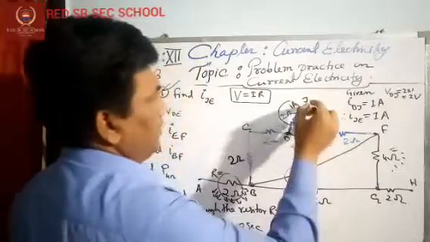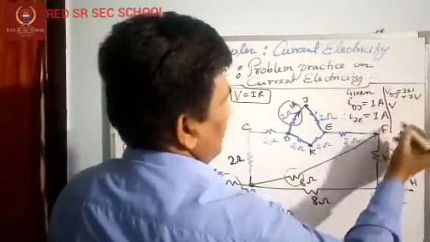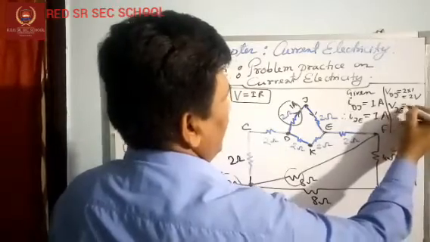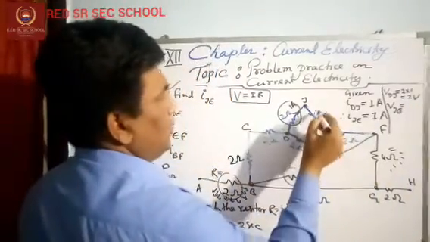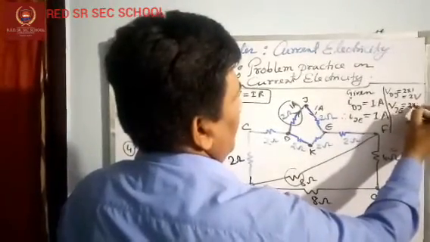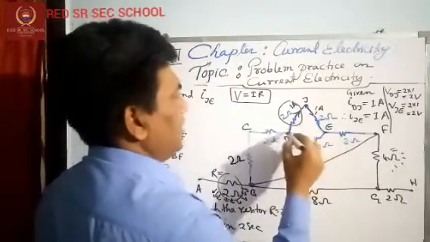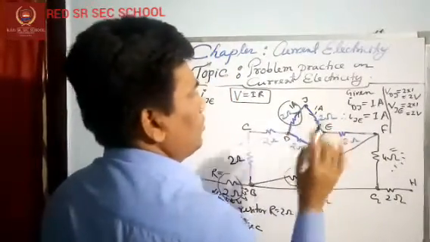Okay, that is JE, voltage across JE, current is 1 ampere, resistance is 2 ohm. So current into resistance, again 2 volt. Are you getting my point? So total potential difference between D and E will be 2 plus 2, 4.